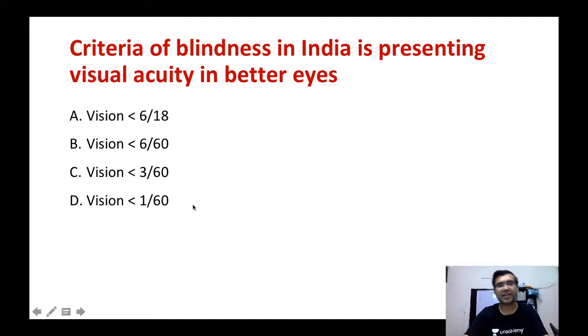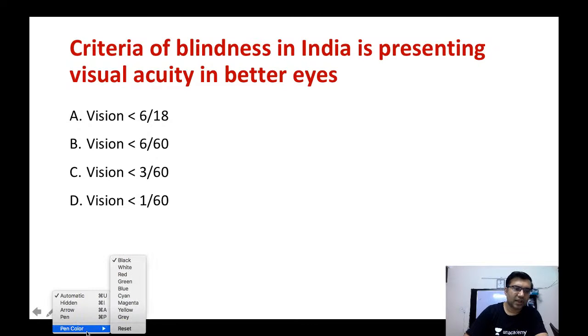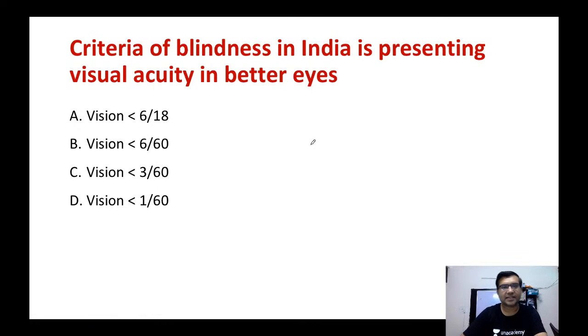My first question today is: criteria of blindness in India, in presenting visual acuity in the better eye, is visual acuity less than 6/18, visual acuity less than 6/60, vision less than 3/60, or vision less than 1/60? This is the criteria which has changed now. What is your answer? Earlier the answer was different, now the answer is different.